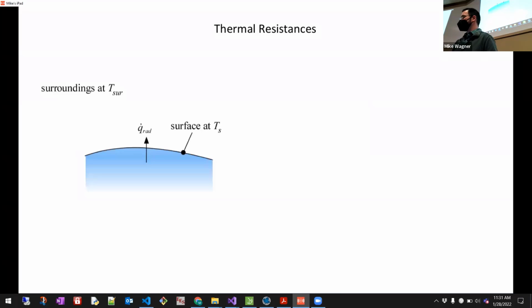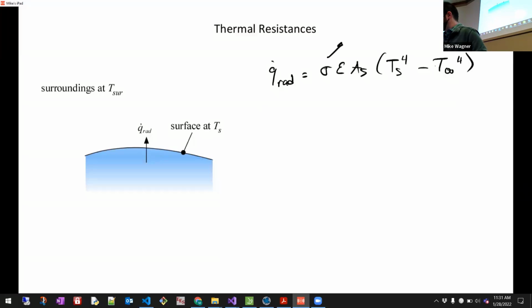Okay, and then for radiation, similar kind of thing. This hopefully is review, Q dot radiation. The expression for this is sigma epsilon A_S times T_S to the fourth minus T infinity to the fourth. By the way, sigma here is the Stefan-Boltzmann constant. It's always equal to 5.67 times 10 to the minus 8 watts per meter squared Kelvin to the fourth.